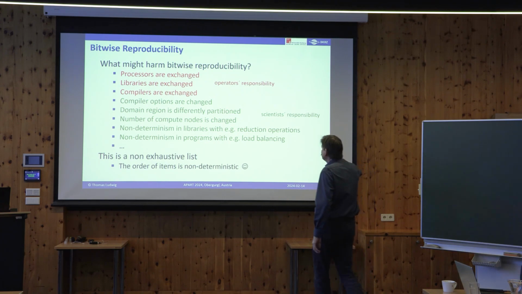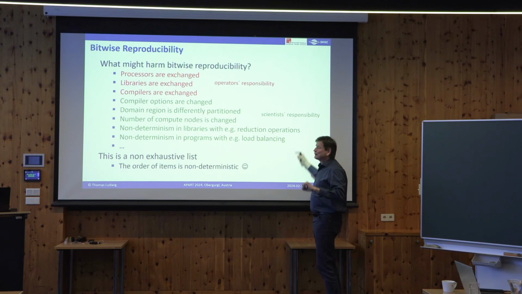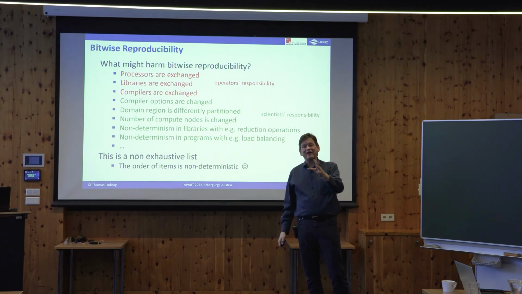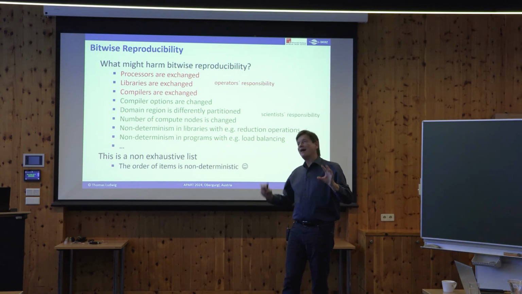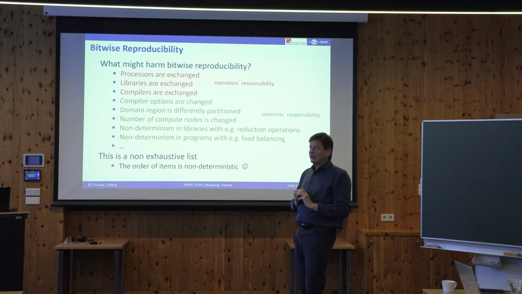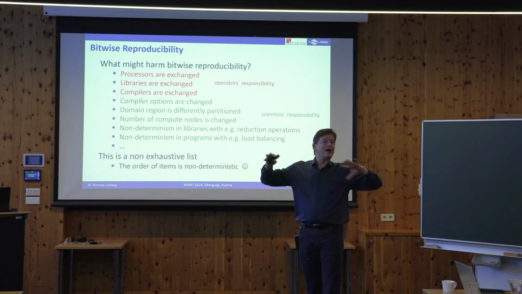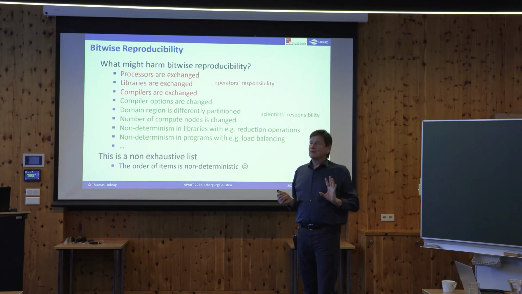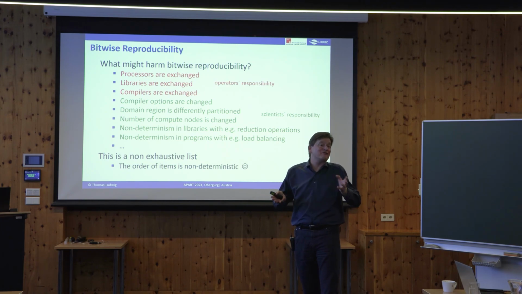And the scientists themselves, they say, well, we don't know exactly. Maybe the library operation of a reduction operation or the library that I integrate into my code might have non-determinism. So I do the following. I kick this library out and I implement it on my own. And you may not be aware of the coding qualities of climate scientists, but they are very low.